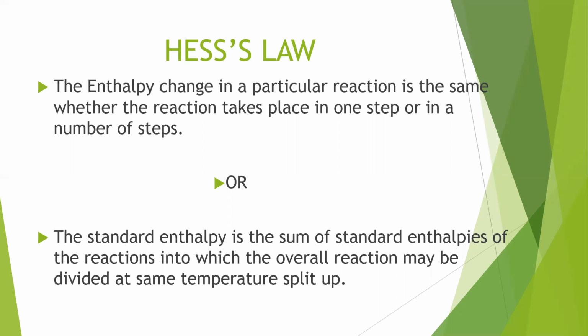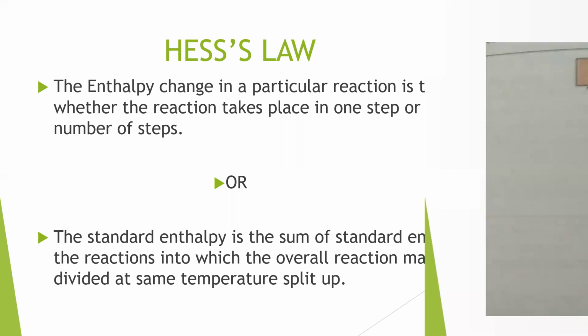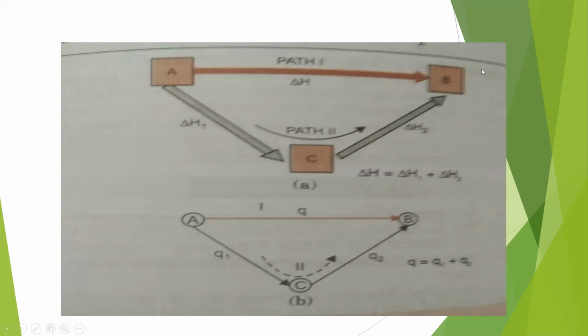This is consistent with the fact that enthalpy is a state function. We have already studied that enthalpy is a state function, so this law also verifies that. Suppose we have to reach point B, and our initial point is A and the final destination is B. Whether we choose the path directly from A to B or we choose the path from A to C and then C to B, the enthalpy will remain the same.